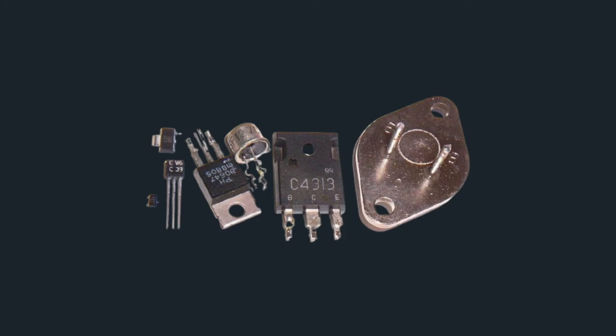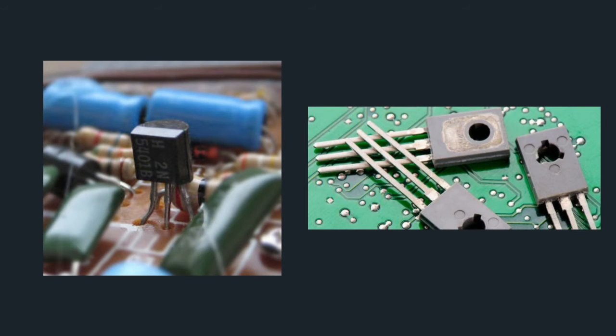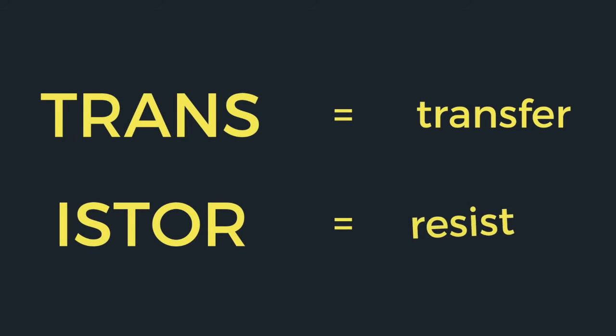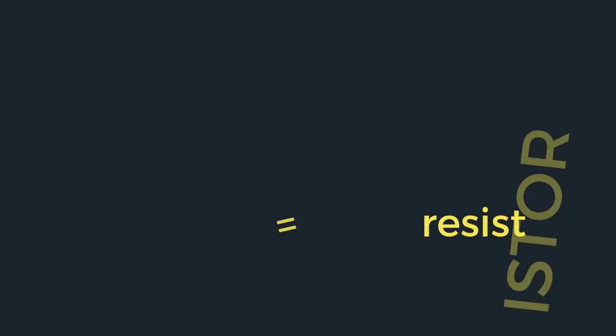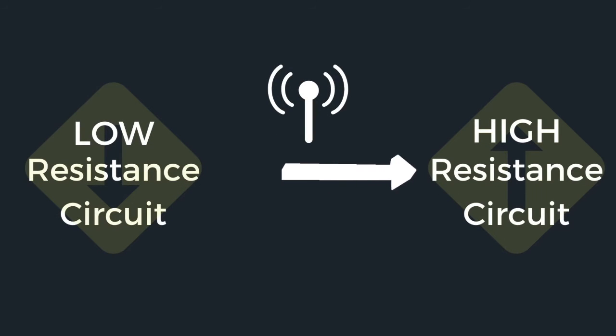Transistors are considered one of the most important inventions in the history of science. It is one of the key components in most of the electronic devices that are present today. The word trans means transfer property and istor means resistance property offered to the junctions. Transistors are defined as a semiconductor device which transfers a weak signal from a low resistance circuit to a high resistance circuit.